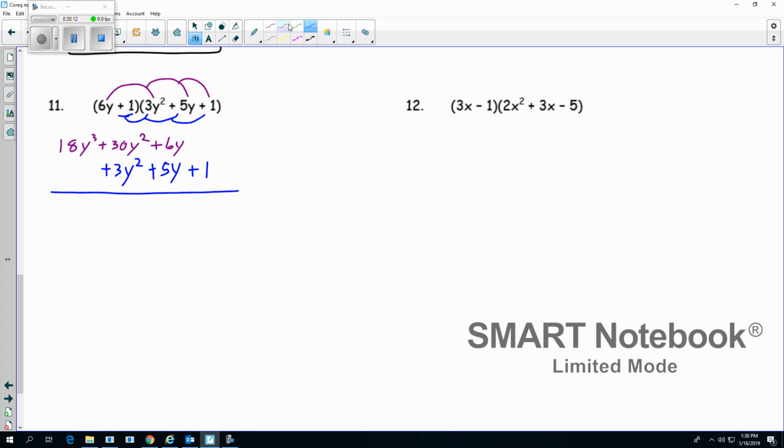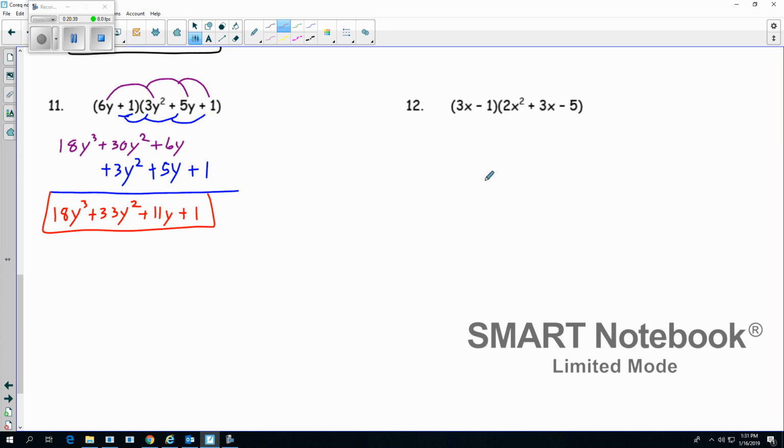And so we go through and combine like terms, and all this stuff's positive, so it shouldn't be all that difficult. So let's see, 18y to the third. This combines to be 33y squared. This adds up to 11y, and then plus 1. There you have it.